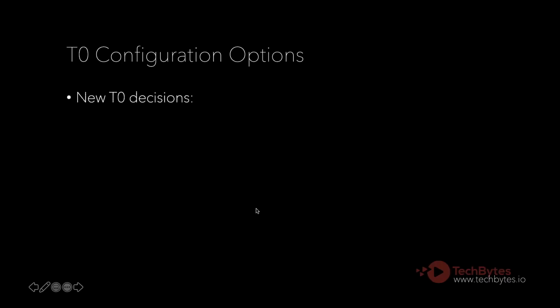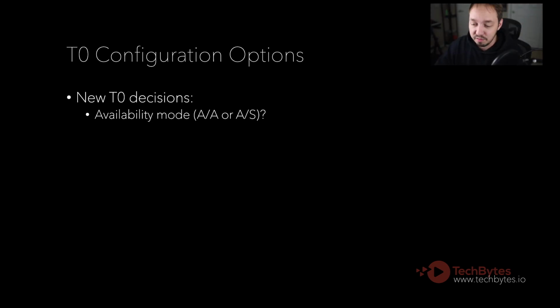Now, specifically, let's talk about these new decisions that you have to make when you're setting up a T0. Some of these are new things that you haven't seen in NSX before, so that's why I want to talk about them. The first thing you need to decide is the availability mode.